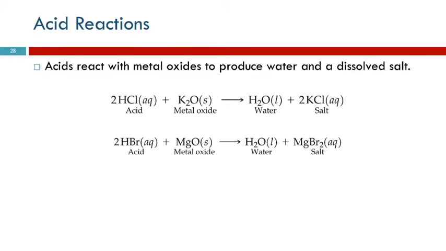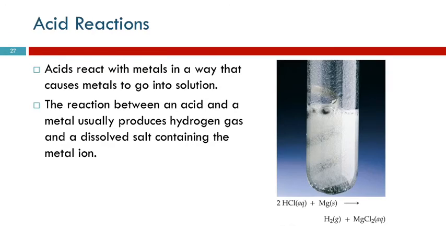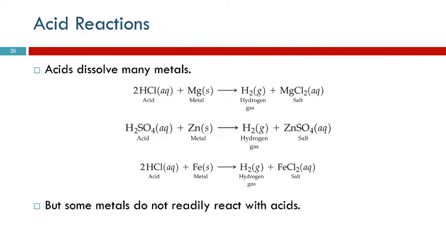Acids can also react with metal oxides. So here's a metal oxide, K2O, reacting with acid. And what happens there is you get water and a salt. So in a way, that metal oxide is acting like a base, but it's not a hydroxide. Acid reacting with a metal oxide to form water and salt. So generally we have 2 possibilities. We could get water and salt, or we could get hydrogen gas and salt.